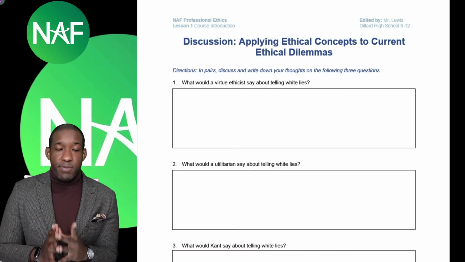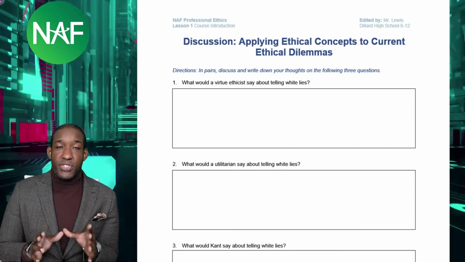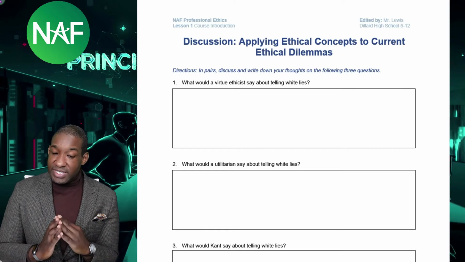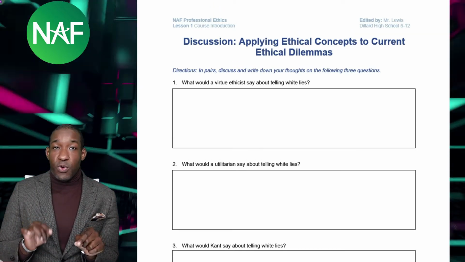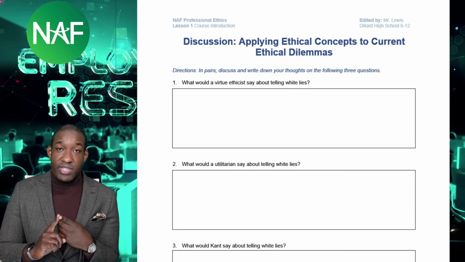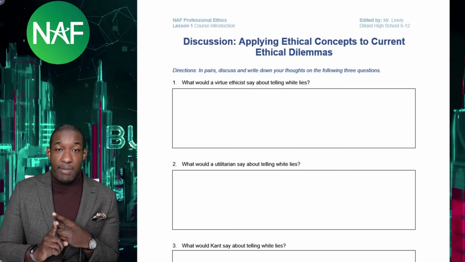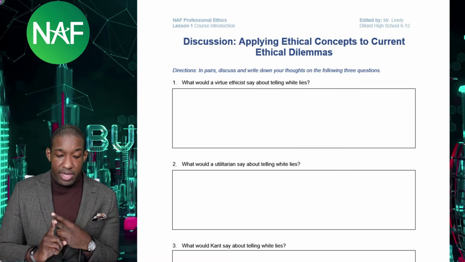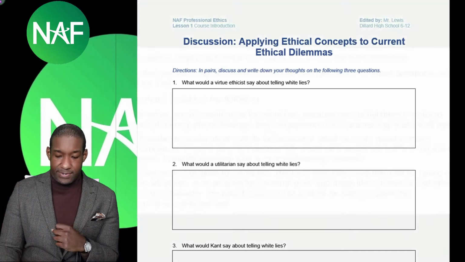If you have class with me, then you have this worksheet to fill out. You're still working in your pairs. You will discuss and write down your thoughts on the following 3 questions. What would a virtue ethicist say about telling white lies? What would a utilitarian say about telling white lies? And third is, what would Kant say about telling white lies?